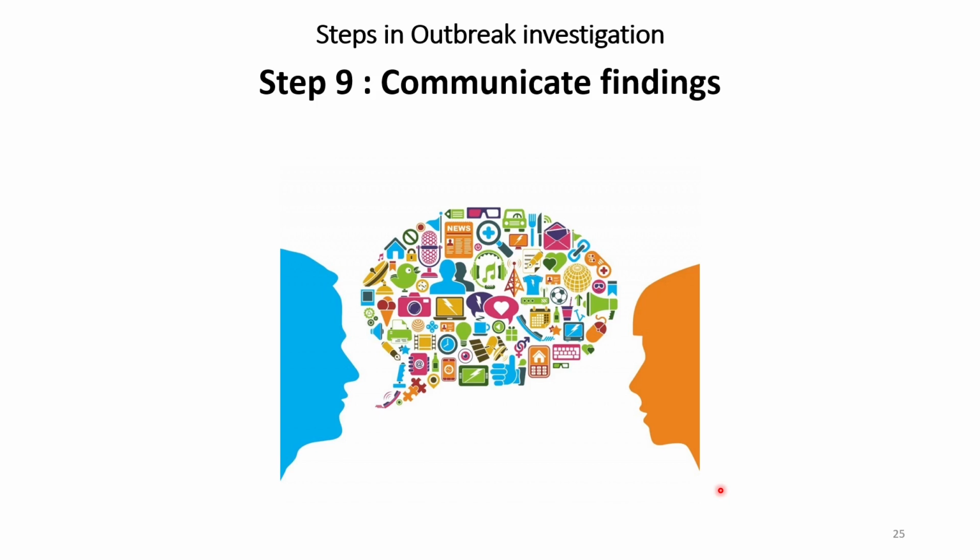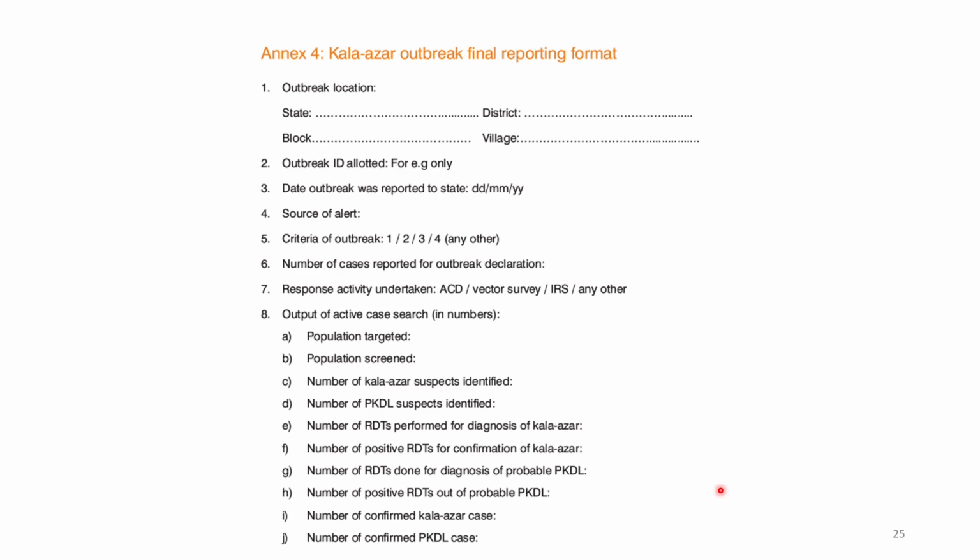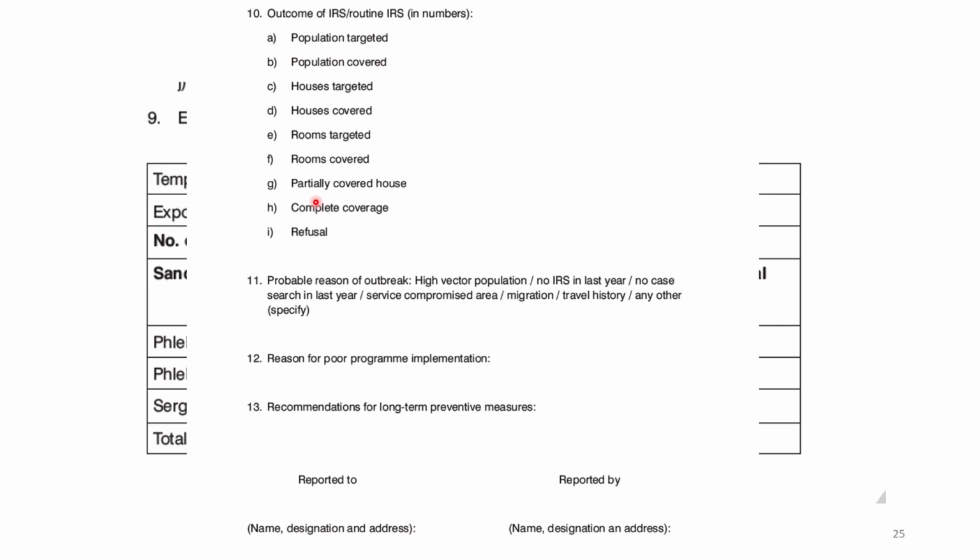It includes not only oral briefing or only written reports; we should give both oral briefing and written reports to all the stakeholders. For example, this is a reporting format of Kala-Azar. I am just showing this to sensitize the viewers that there is something called a reporting format, which is different for different diseases. Okay, here you can see details about outbreak location, source of alert, criteria for defining it as an outbreak, what the different parameters are, what the entomological survey parameters are, what the outcomes are. So all these are there. Okay, so this kind of report should be submitted to all the stakeholders and communicated to them appropriately.